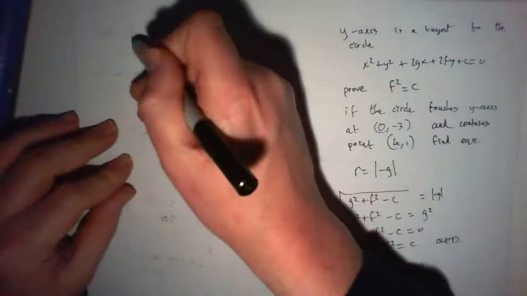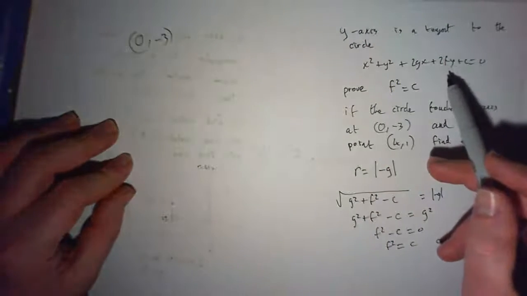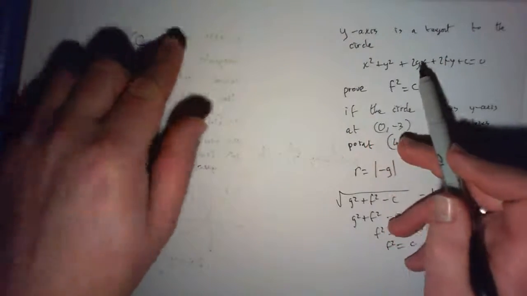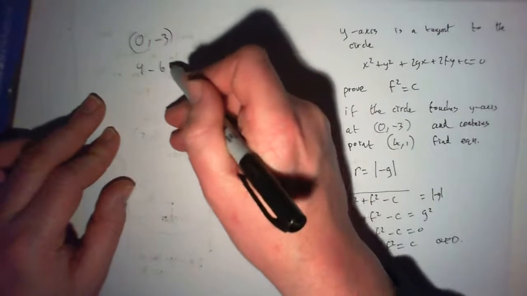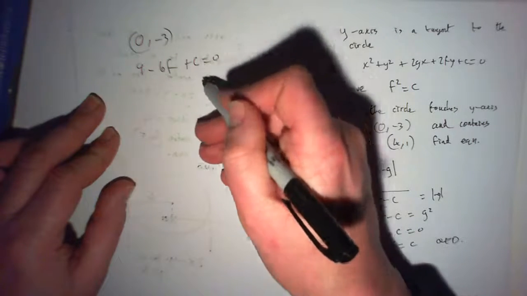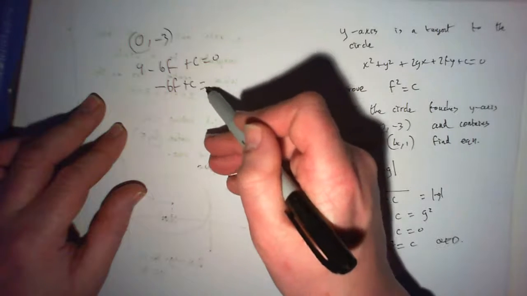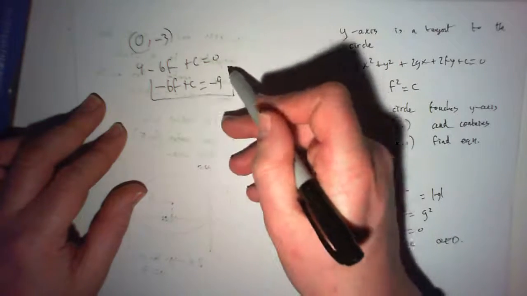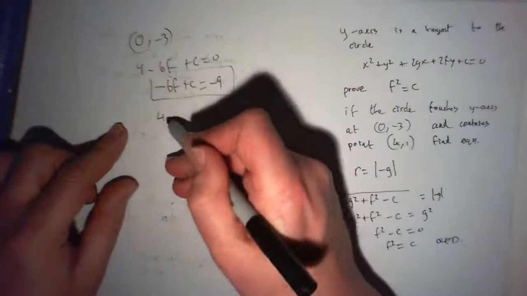Let's put 0 and minus 3 into our generic equation. Okay, so if I put 0 in, there and there, that's gone. We'll get x squared plus, sorry, y squared, that'll be a 9. We'll get 9 minus 6f plus c equal to 0. Okay, so let's rearrange that. Minus 6f plus c is equal to minus 9. So we'll get that.